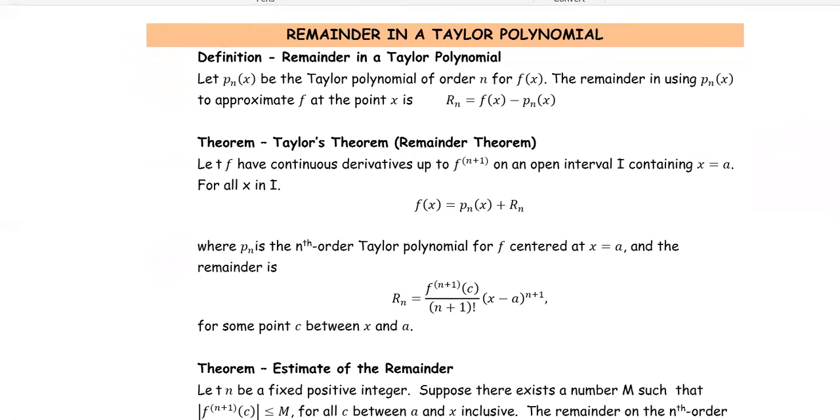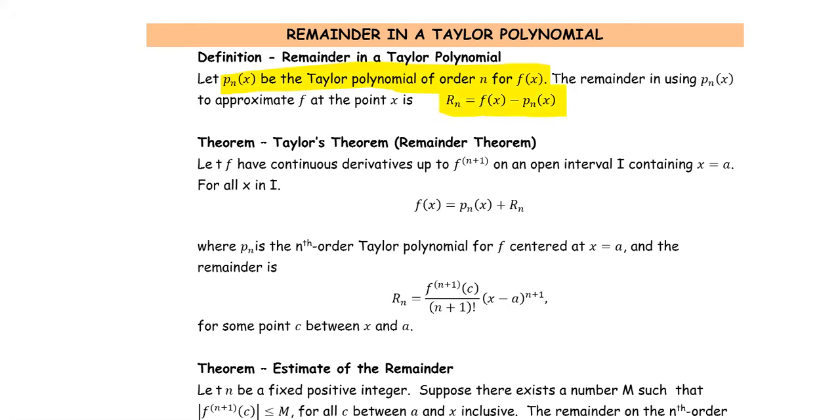Definition: let Pn of x be the Taylor polynomial of order n for the function f of x. The remainder in using Pn to approximate f at the point x is Rn equals f of x minus Pn of x.